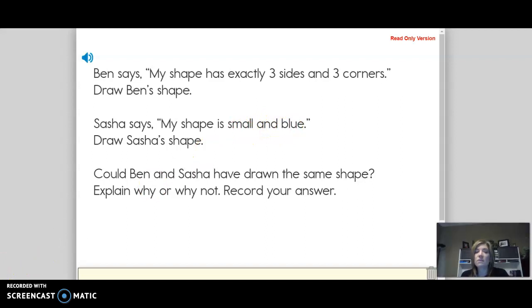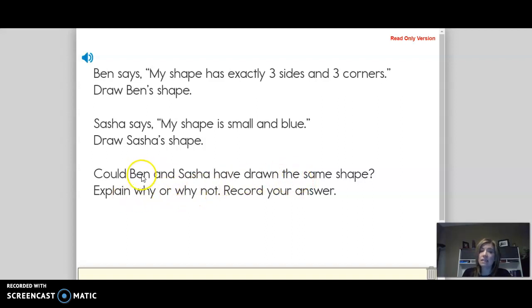Now that you have drawn Ben and Sasha's shapes, I want you to think about this question. Could Ben and Sasha have drawn the same shape? Why or why not? Record, write your answer. So first of all, could Ben and Sasha have drawn the same shape? We would answer that with yes or no. And then we're going to tell why.